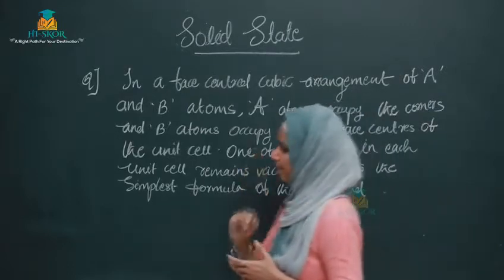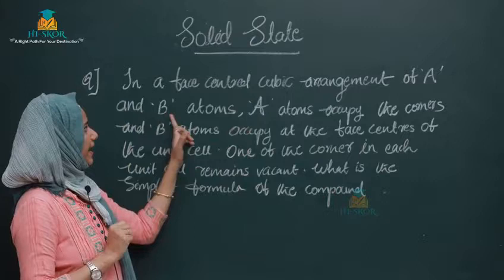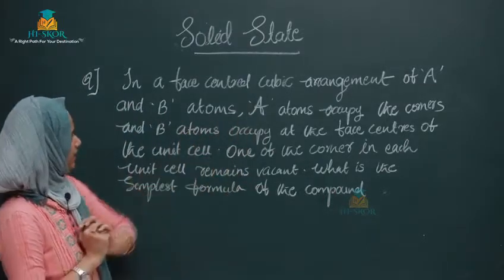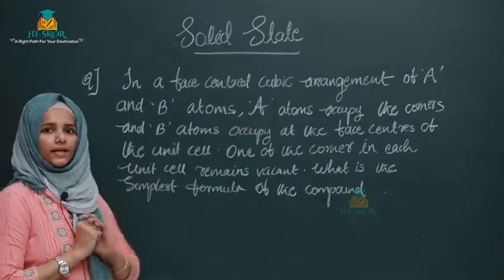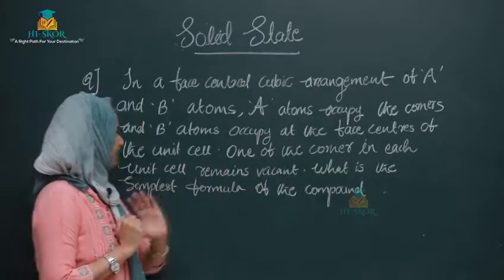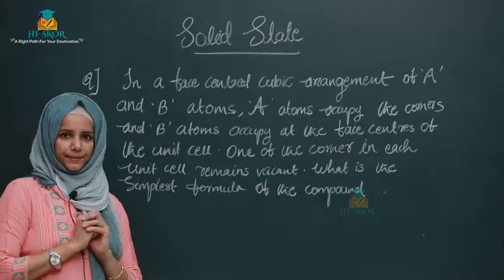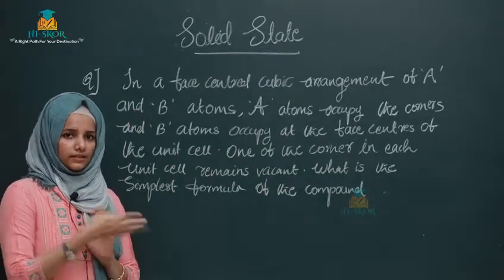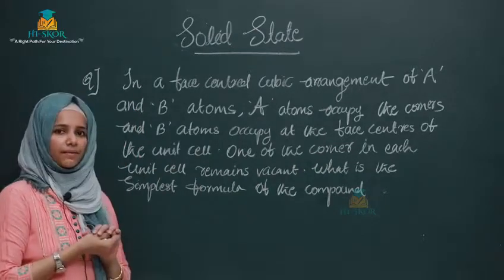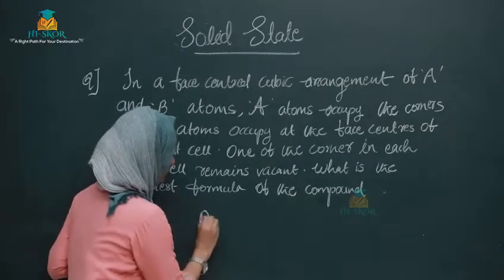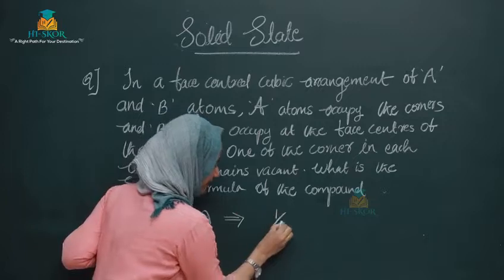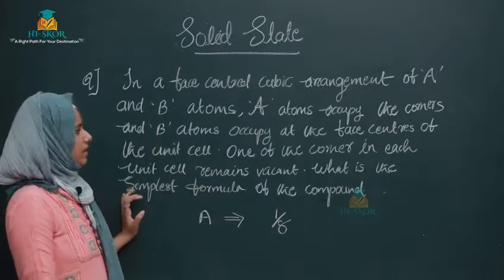So here we have A type and B type atoms only. And A atoms are present at all the corners. And one condition is there: one of the corners in each unit cell remains vacant. So just now we studied that particles at corners share 1 by 8. So A is present at corners, with 1 by 8 corner share.